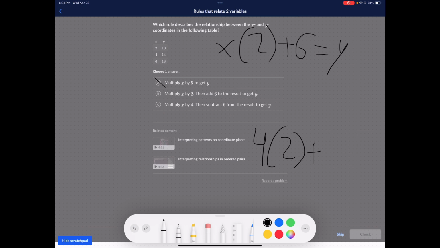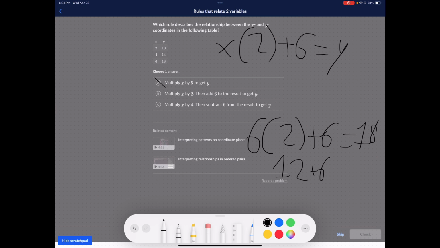The only thing we have left to validate is 6 and 18. So we have 6 times 2 plus 6 is equal to 18. Now, is this correct? Yep, this is indeed correct, because you multiply this to get 12, and then plus 6 is equal to 18. So hey, how about that? That is correct. That does match my claim.